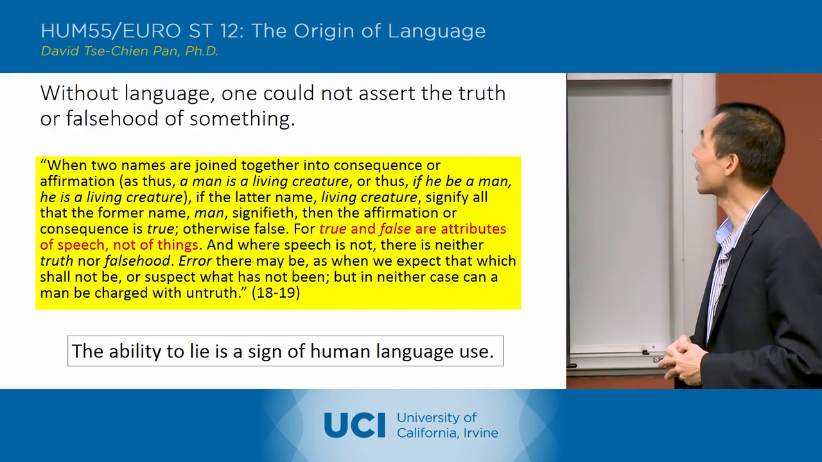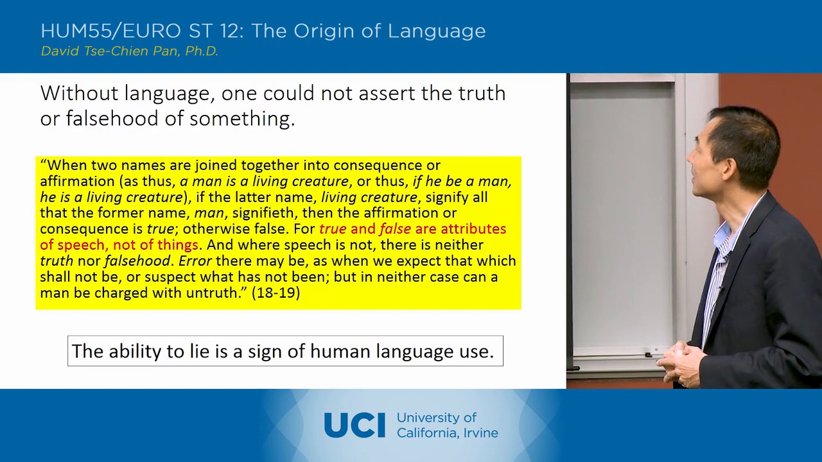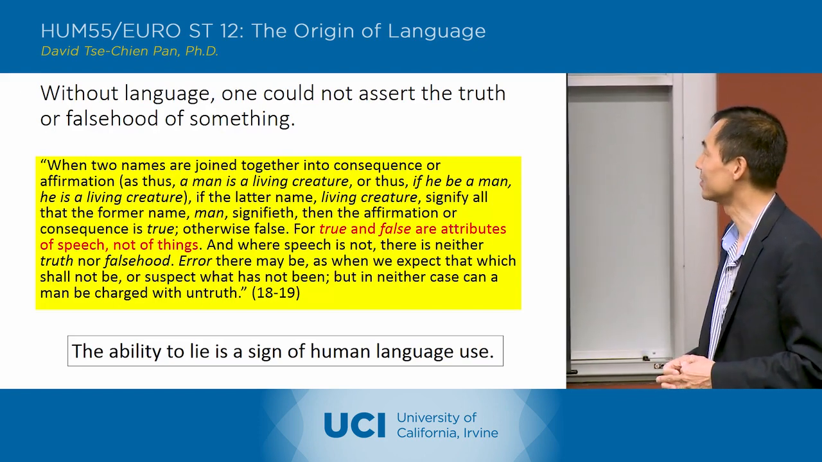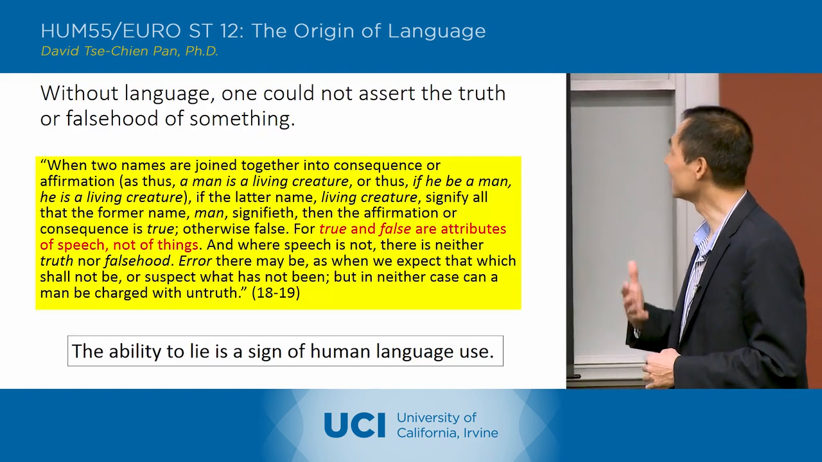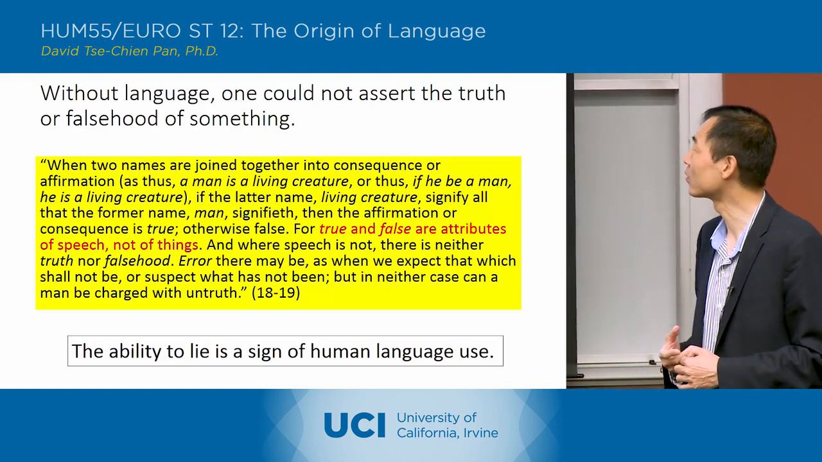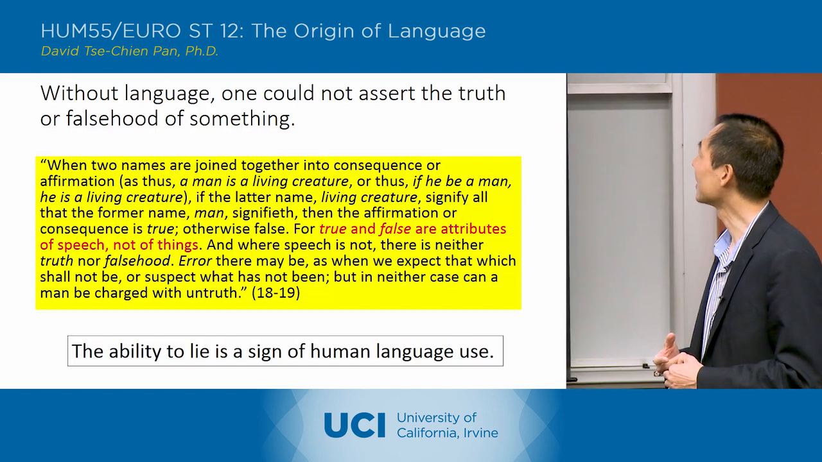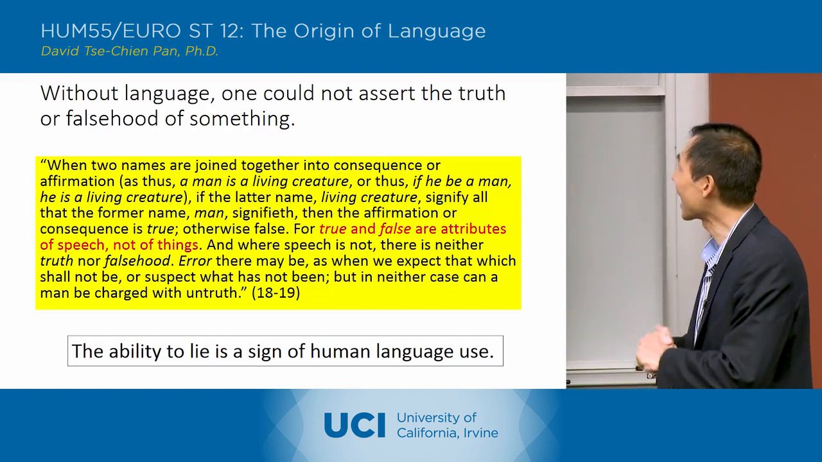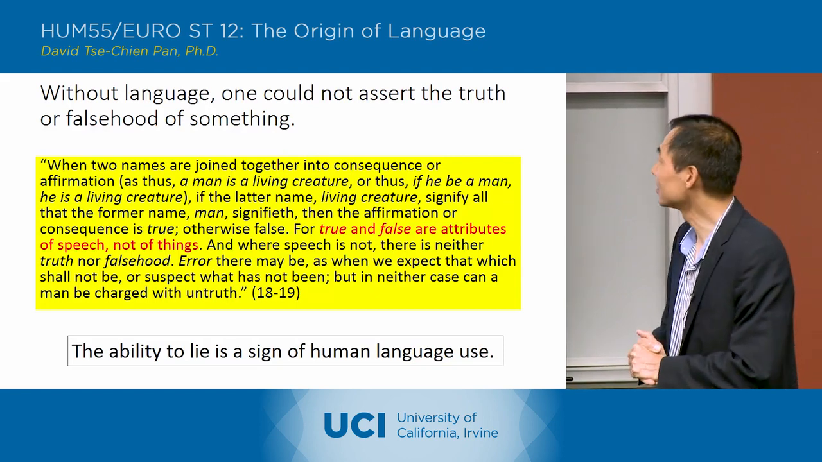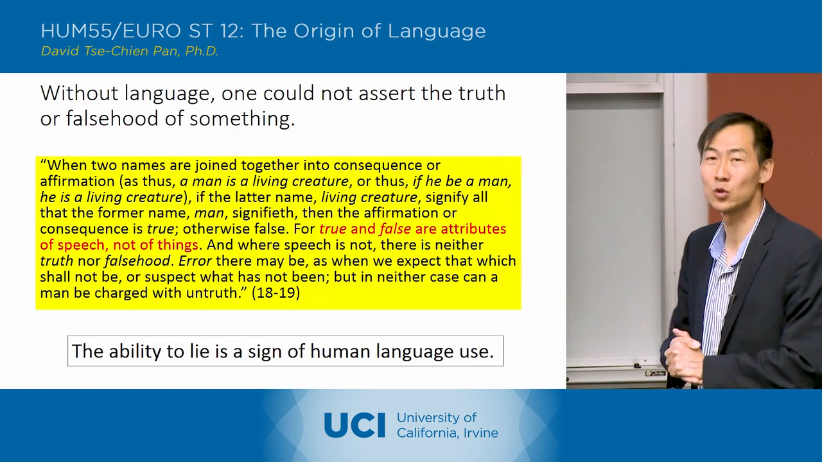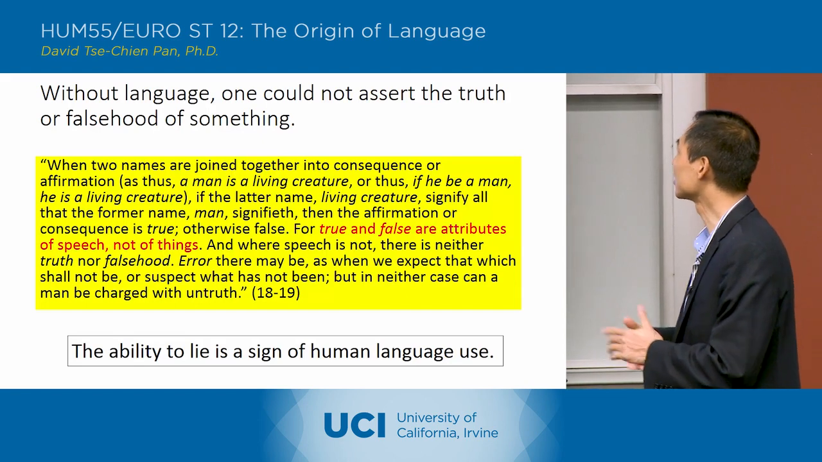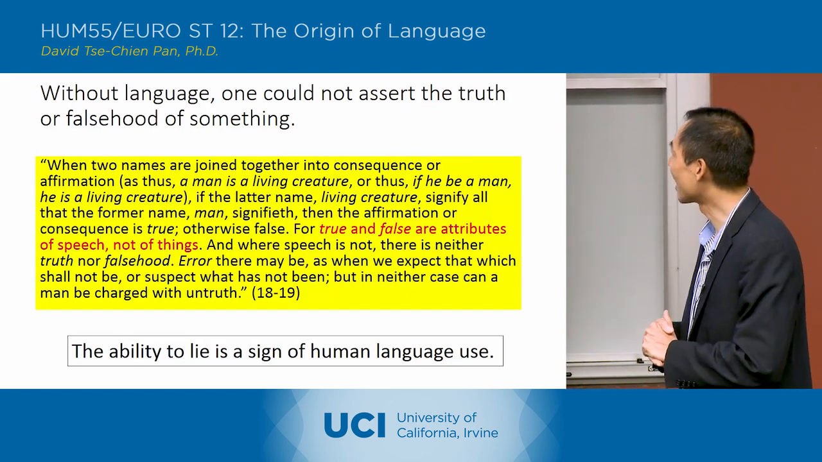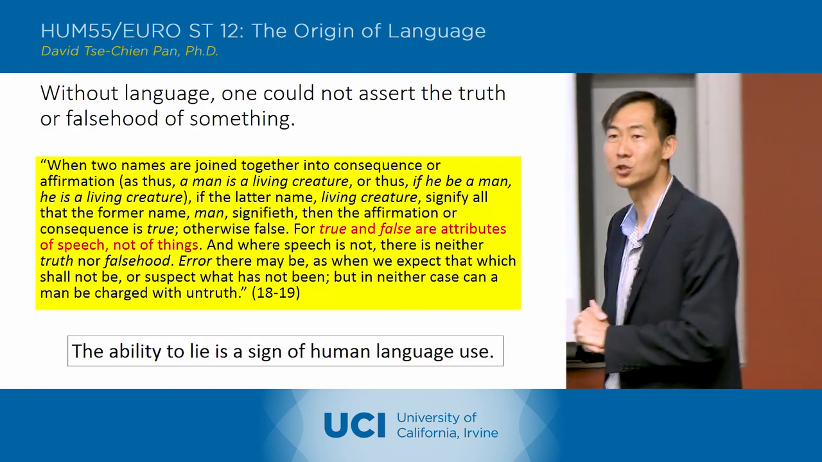When two names are joined together into consequence or affirmation, as thus a man is a living creature, or thus if he be a man, he is a living creature. If the latter name living creature signify all that the former name man signifieth, then the affirmation or a consequence is true, otherwise false. For true and false are attributes of speech, not of things, and where speech is not, there is neither truth nor falsehood. Error there may be, as when we expect that which shall not be, or suspect what has not been, but in neither case can a man be charged with untruth.